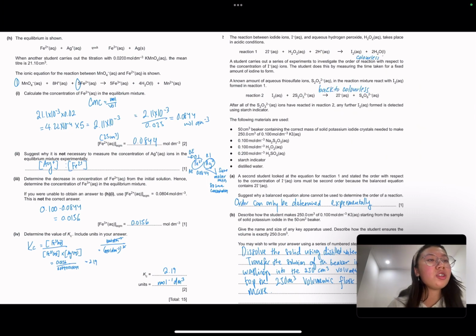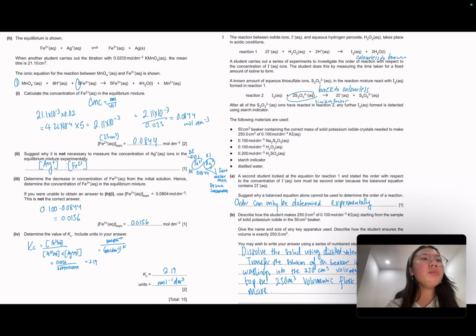We have question 2. The reaction between iodide ions, I-, and aqueous hydrogen peroxide, H2O2, takes place in acidic conditions. Reaction 1: 2I- iodide ion and your hydrogen peroxide forms your iodine. Okay, so again, it turns from colorless to brown, but you add it with a known amount of aqueous thiosulfate ions in the mixture.